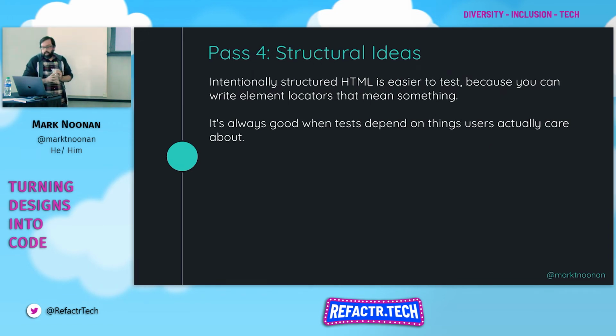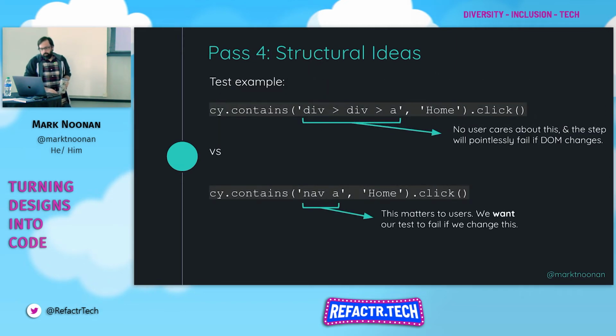It's also easier to test. I see a lot of tests that use element locators to pick something that we're going to click on or something that we're going to check. And the thing that we use to locate the element is just an irrelevant class name or a sequence of elements that we're going to drill down to. But the stuff that we just showed with the semantic HTML is things users would actually care about.